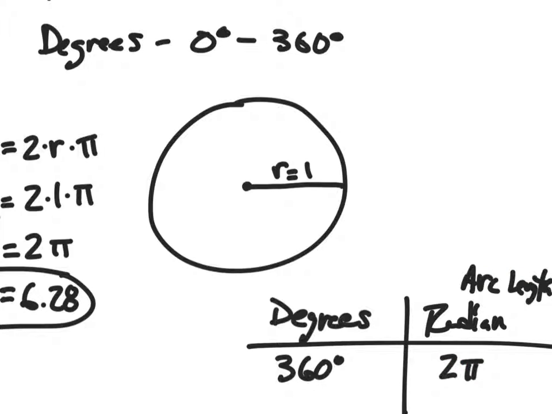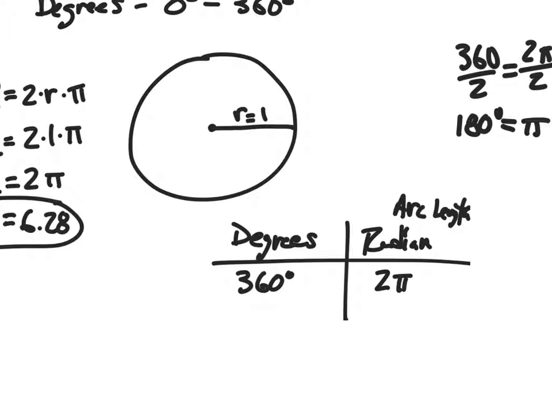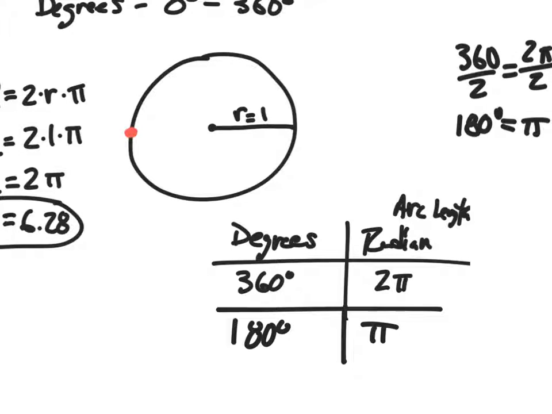Now let's say I take 360 and I divide it by 2. I know 360 is equal to 2 pi, and if I divide it by 2, that means that 180 degrees is equal to pi radians. So this angle measure would be 180 degrees, which is the same thing as pi radians.